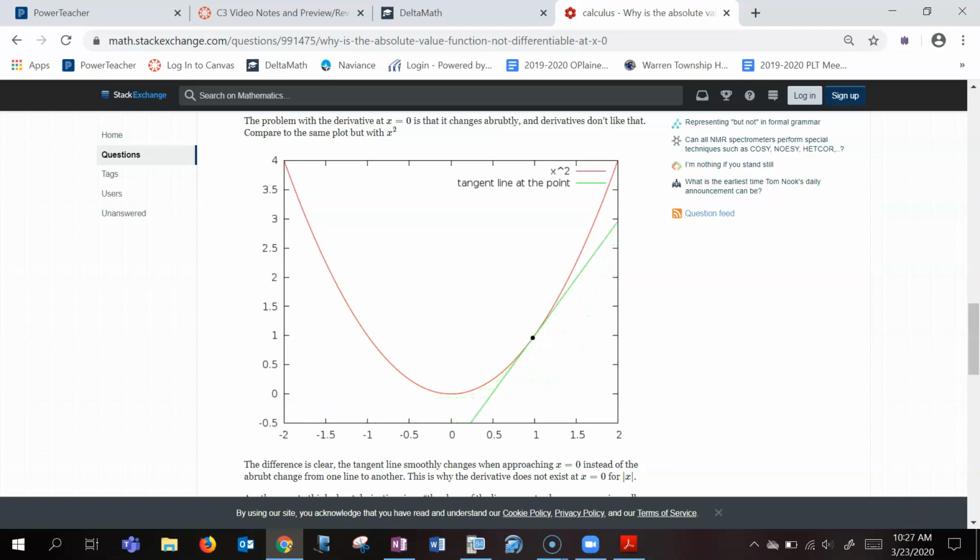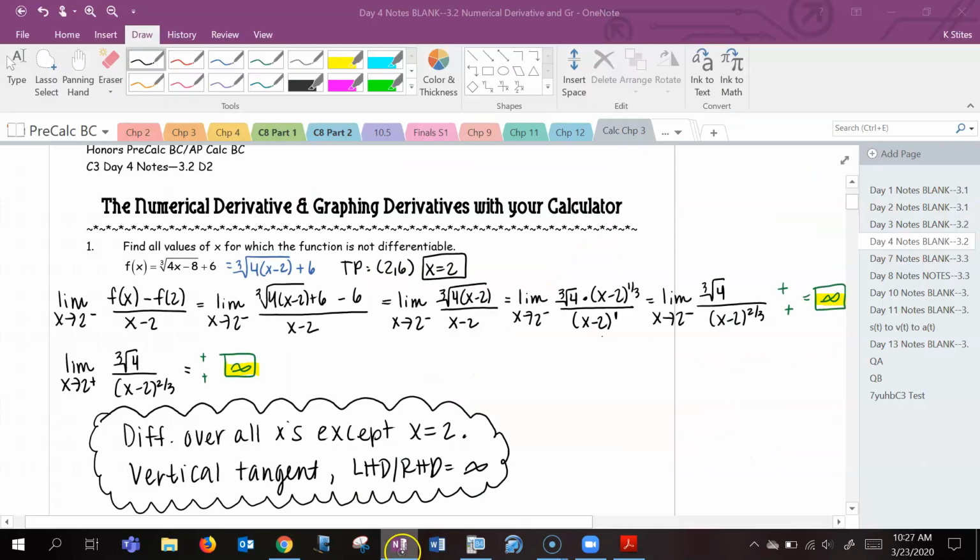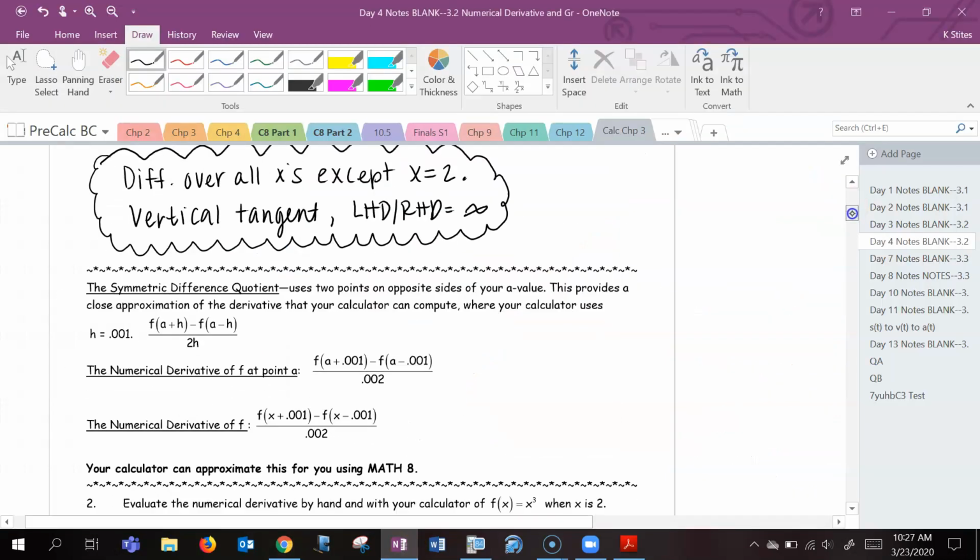So that's the key difference here, is that with a corner, the switch isn't gradual. You're going from one value to another value. That's it. Whereas with a parabola, you can see the slope of the tangent line changes very gradually. That's why we can find the derivative at the vertex here, but we can't find the derivative here. Okay, hopefully that clears up some stuff from yesterday if you had questions on that.